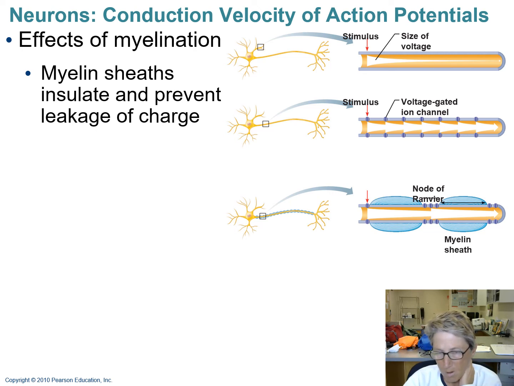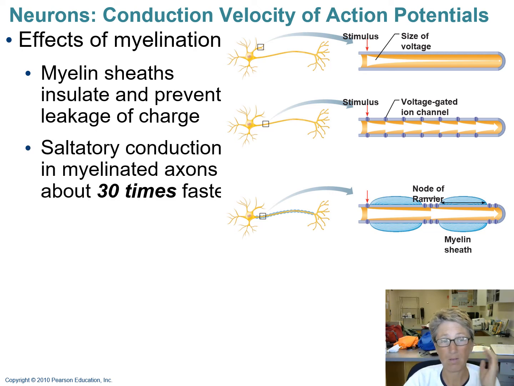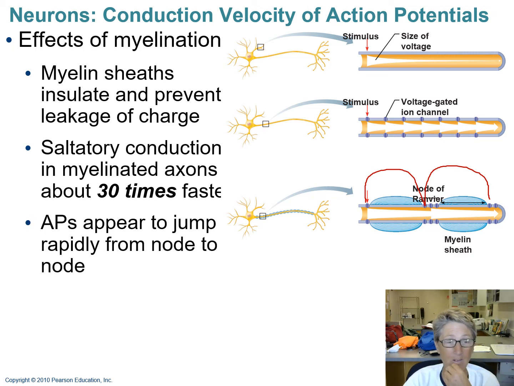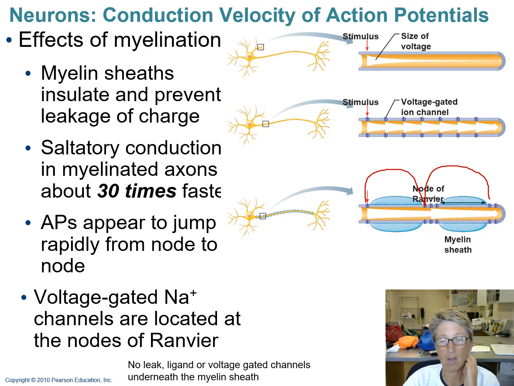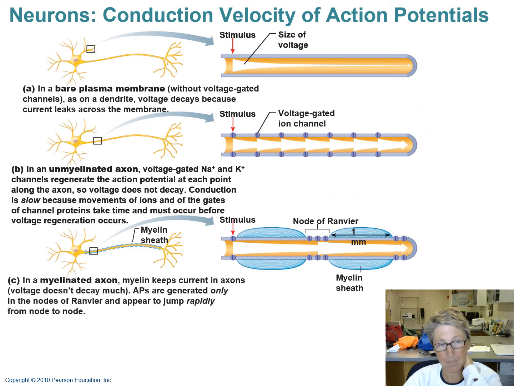So what does the myelin sheath do? It insulates the axon, prevents leakage of charges, allows for saltatory conduction so that the action potential can jump from node to the next node. It's called saltatory conduction. So the action potential goes about 30 times faster than in an unmyelinated axon. And these voltage-gated sodium and potassium channels are located in the nodes of Ranvier.